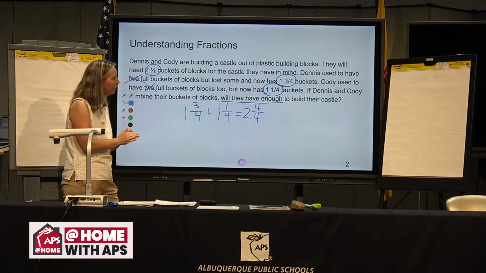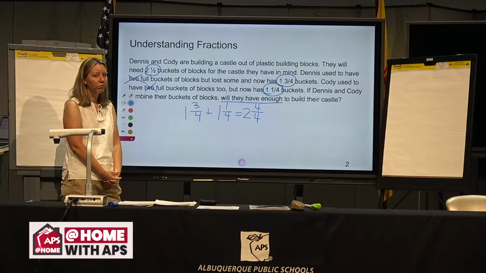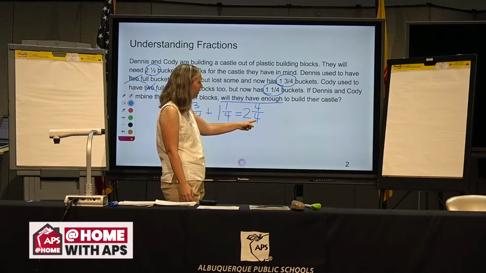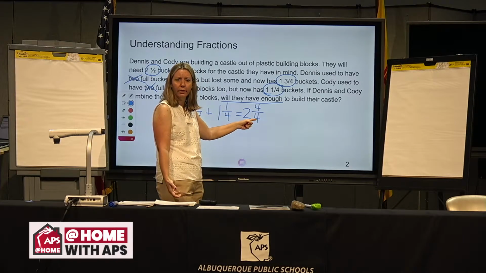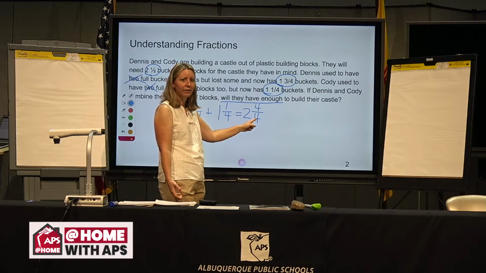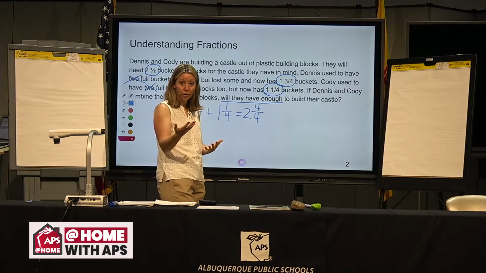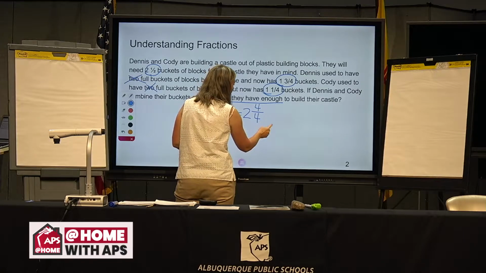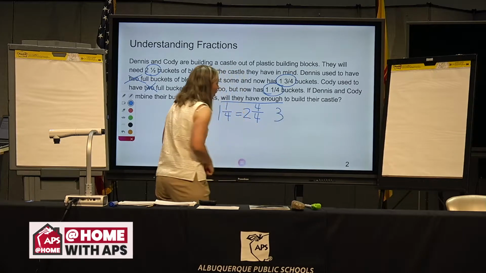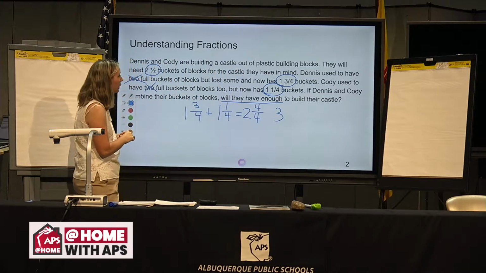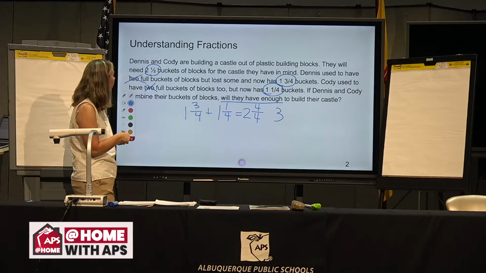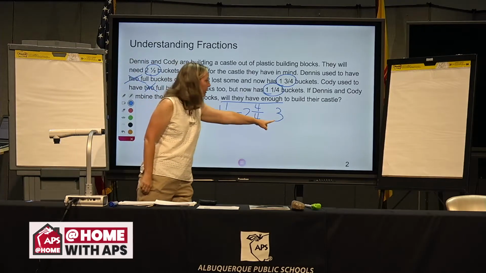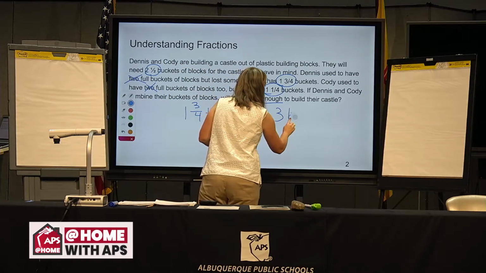Well, I'm looking at this. Does this look a little odd to you? Yeah, I have 2 wholes, and then I have 4 pieces out of 4 pieces. What is that? That's a whole, another whole. So I'm going to go ahead and combine that and make 3 wholes. All right, so if Dennis and Cody combine their buckets of blocks, will they have enough to build their castle? If they have 3 buckets, I better put buckets, right?